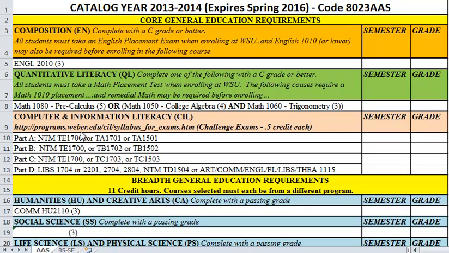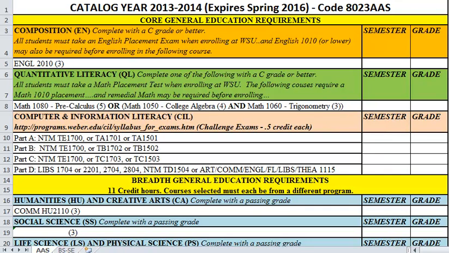Next is our Computer and Information Literacy exams. These are basically how to use Microsoft Word, PowerPoint, Excel, and the library. If you're familiar with these types of software programs, you can read more about the challenge exams that are offered for a half a credit each. Many of our computer science students decide to challenge out of those.